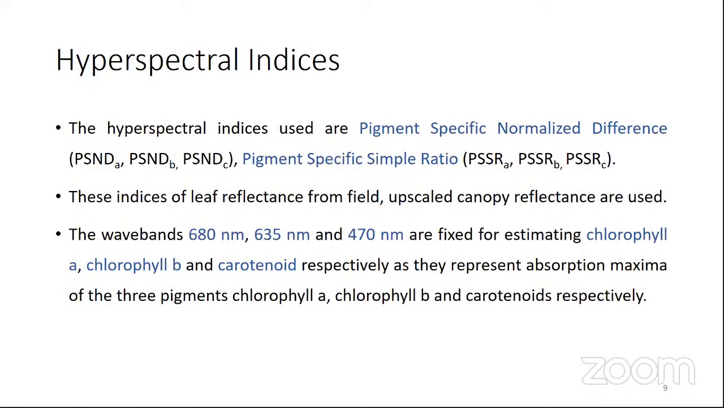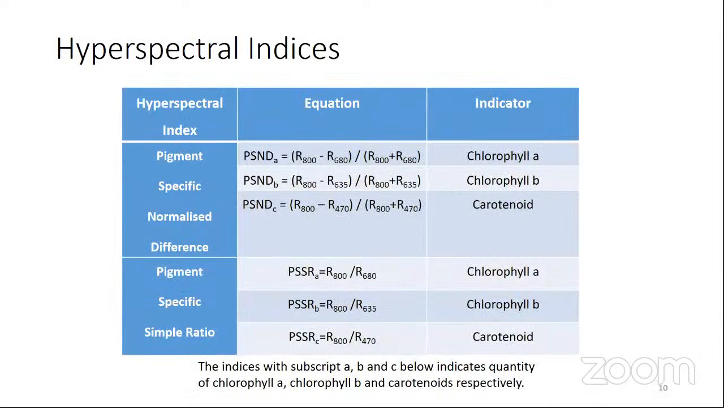So coming to hyperspectral indices. The indices used in the study are the Pigment Specific Normalized Difference, PSND for short, and the Pigment Specific Simple Ratio, PSSR for short. These indices of leaf reflectance from the field and upscaled canopy reflectance are calculated and used in the study. The wavebands 680 nanometer, 635 nm, and 470 nm are fixed for estimating chlorophyll A, chlorophyll B, and carotenoid respectively, because they represent the absorption maxima of these three pigments.